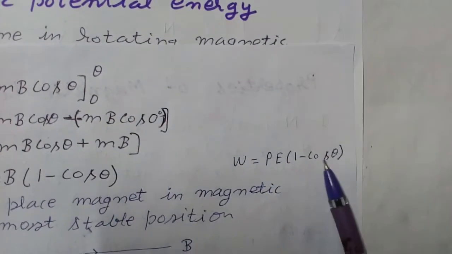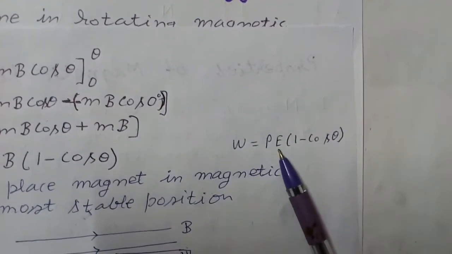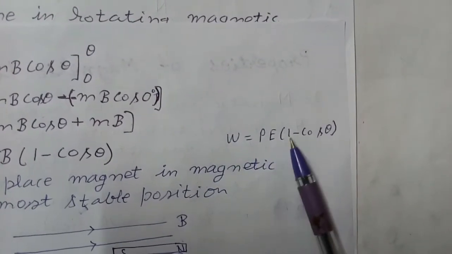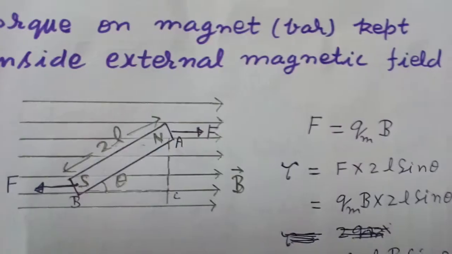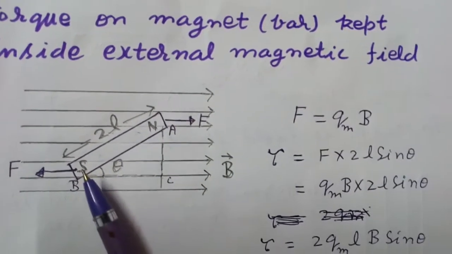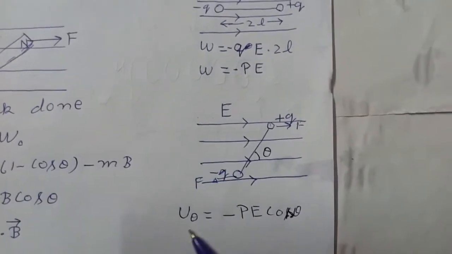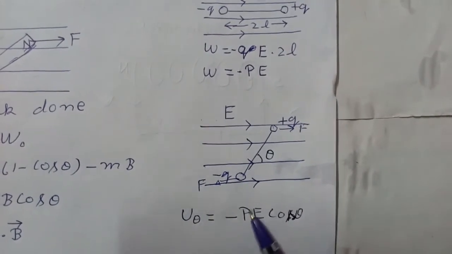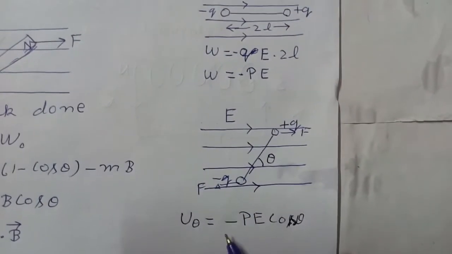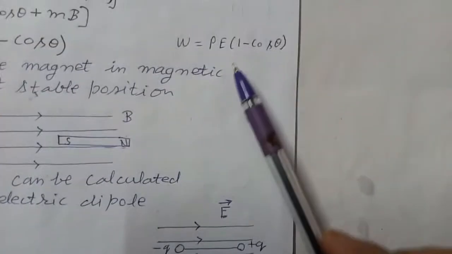Now in electrostatics we have a similar expression for work done in rotating an electric dipole in electric field E through angle theta. This is W is equal to PE into 1 minus cos theta. Now let us understand what is magnetic potential energy in this position, and the expression for electrostatic potential energy of this electric dipole kept inside external electric field E is minus P E cos theta. So how we derived this expression?